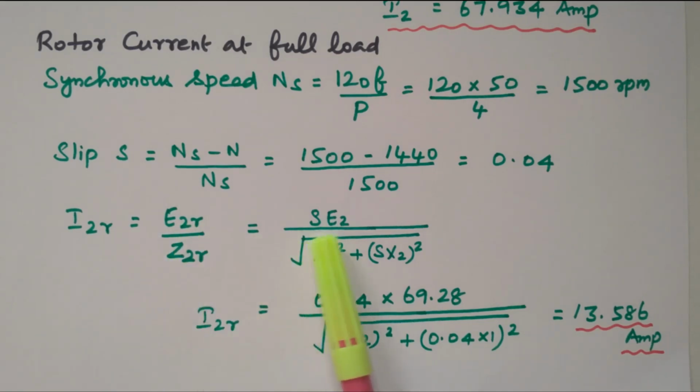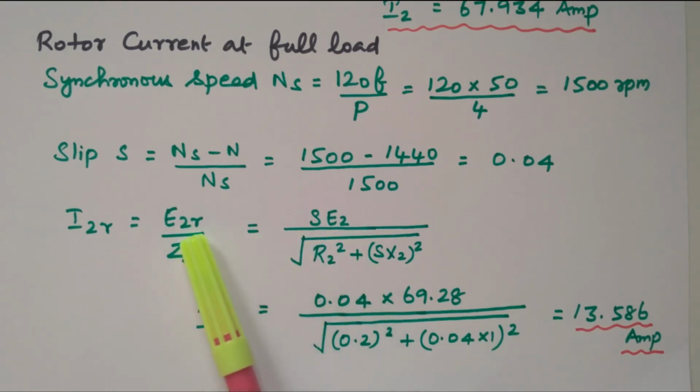E2R is nothing but S into E2. The EMF in the rotor under running condition is slip into rotor EMF under the starting condition, S into E2. Similarly, Z2R is nothing but square root of R2 square plus (S into X2) square. Because R2 is constant, the reactance will vary with the slip of the induction motor. So, (S into X2) square, right.